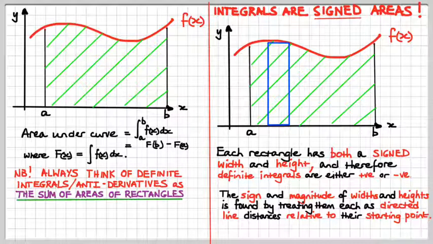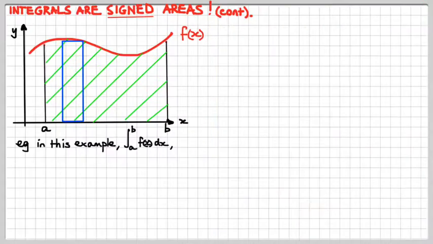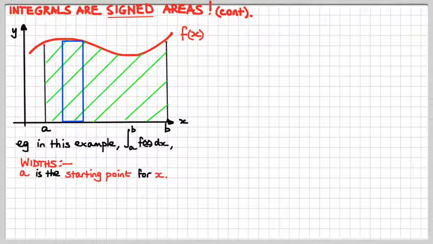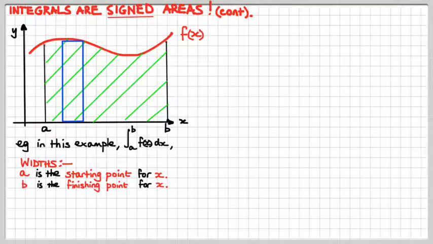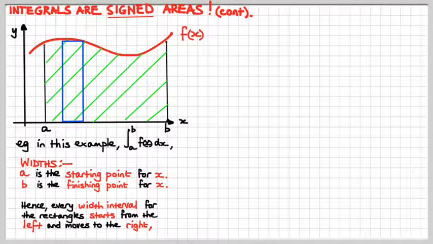Now, that's an absolute clincher, that statement there. We'll deal with it as we go over the page, and I'll explain it a little bit more. So that's what we were saying before. Now let's look at the widths of this particular example here. Okay, the width, right. A is the starting point for x. A is the starting point for the widths, right? And we are moving towards B as the finishing point for x, okay? So hence every width interval of every blue rectangle here, which would span across this whole space from A to B, they basically start from the left and they move to the right, just the same as the sequence from A moving across to B.